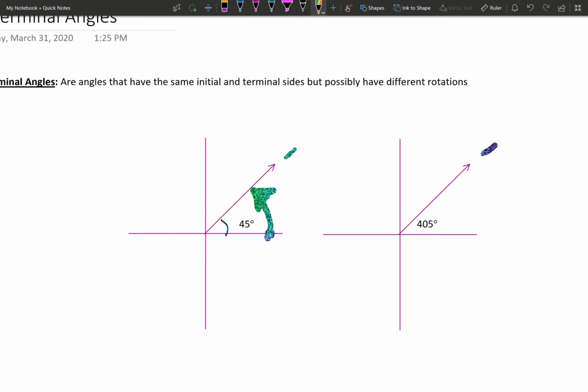Well, let's look at this guy and this guy. The rays are actually in the same exact position. How do I know that? Because I copy and pasted. They're in the same position, but they have different angle measures. So how did that happen?